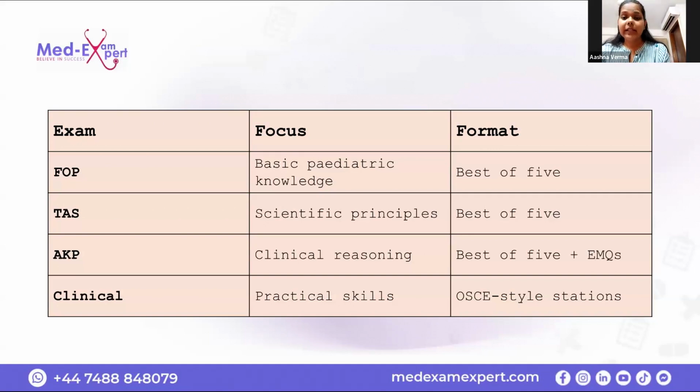Next comes clinical exam, which is the last one that you appear for. So to make you guys clear of the fact that the theory exams, which consist of FOP, TAS, and AKP, can be appeared in any sequence.